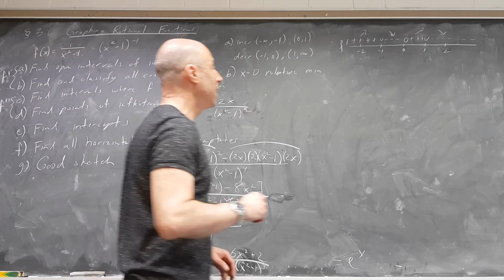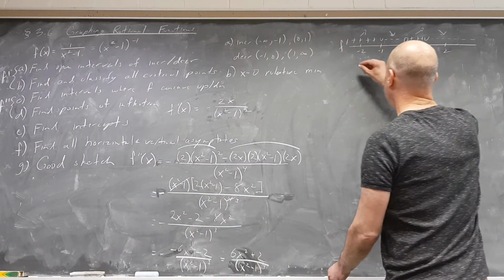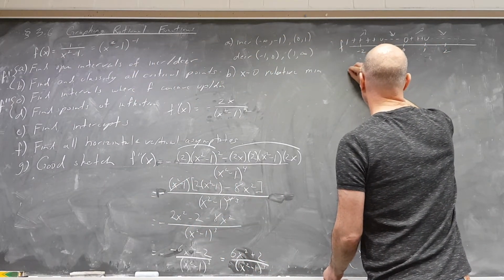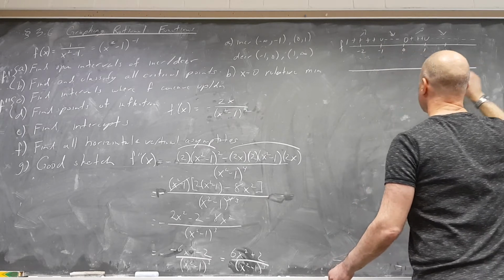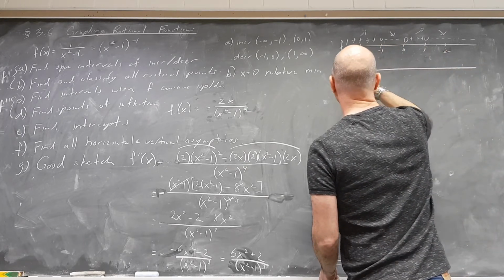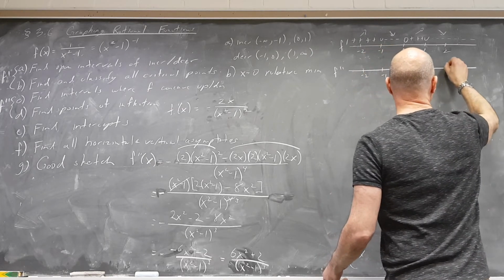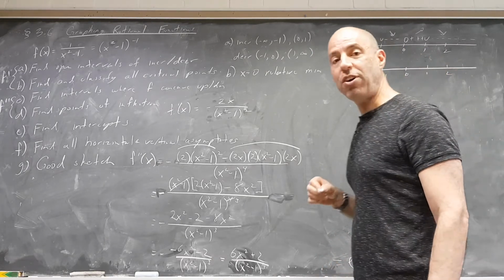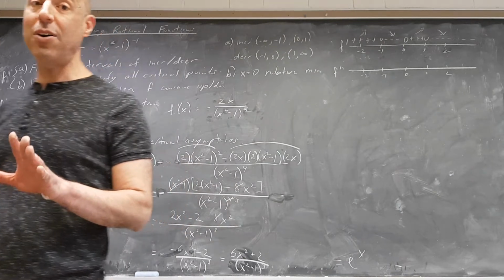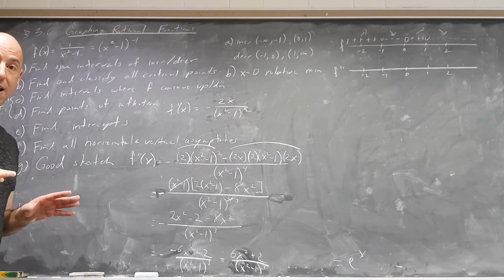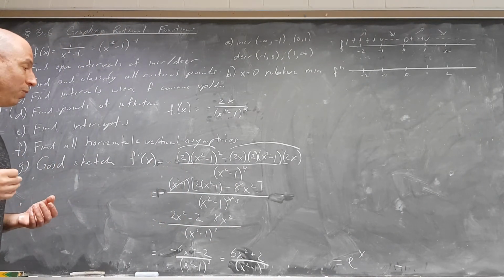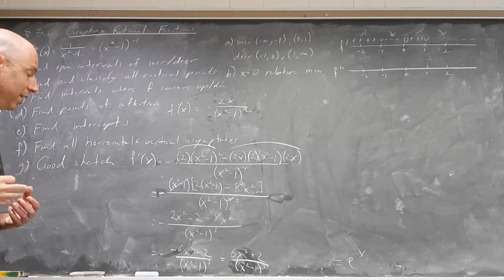All right, let's go ahead and put our sign chart in for the second derivative. Remember, this is a sign chart for the second derivative. Don't put up and down arrows here. Up and down, the second derivative doesn't tell you where you're going uphill and where you're going downhill. It tells you about concavity.